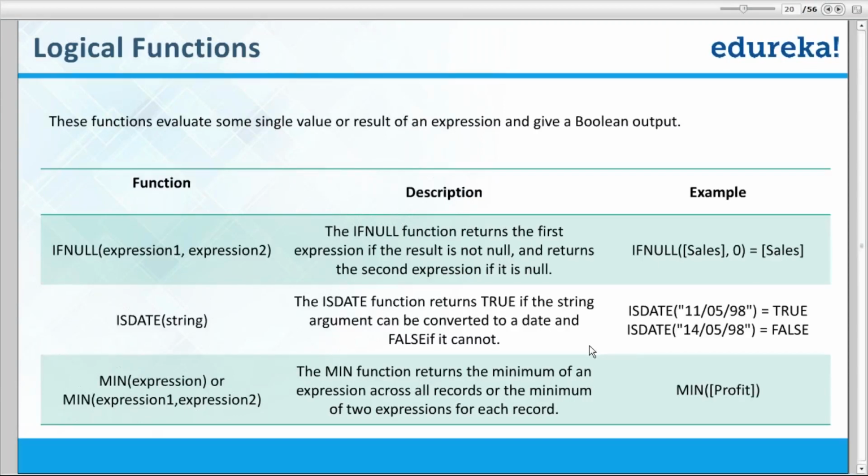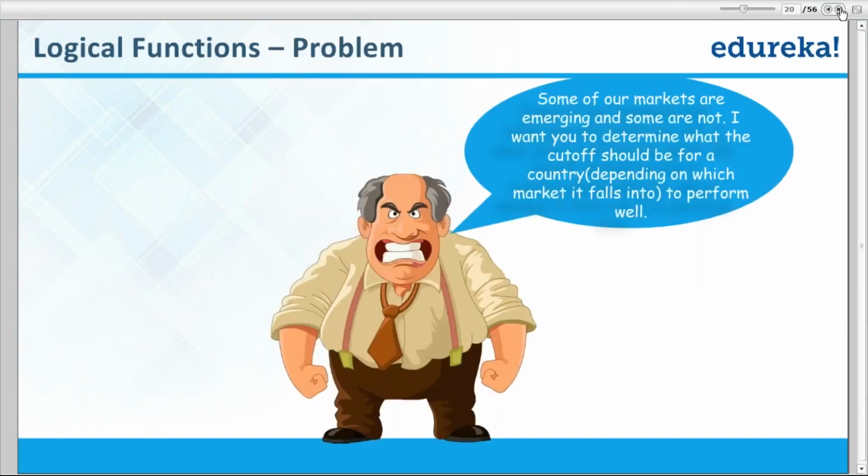The next one here is something called the MIN function, MIN of expression. It is basically going to return the minimum of an expression across all the records, or the minimum of two expressions for each and every record. For example, minimum of profit, maximum of profit. These things you know already. I think this is what it is.